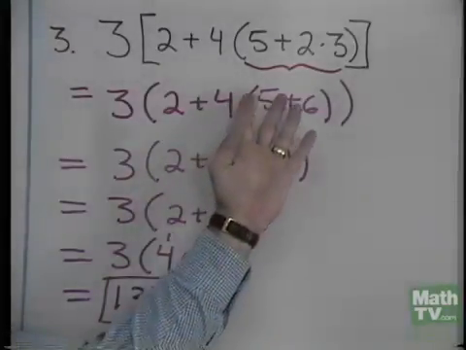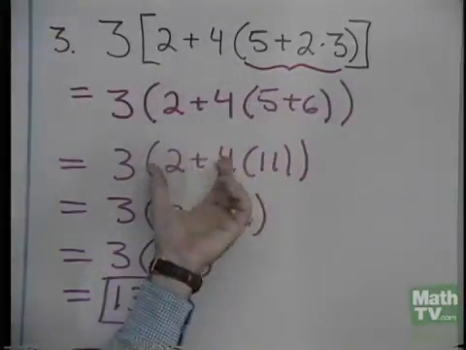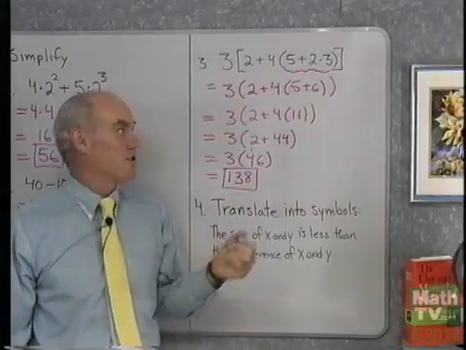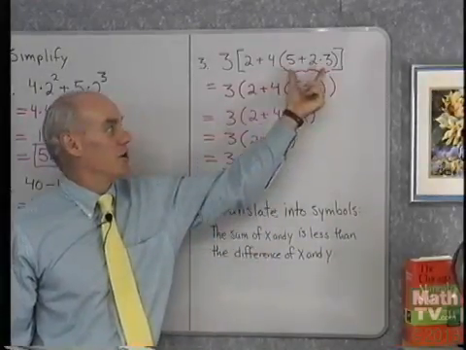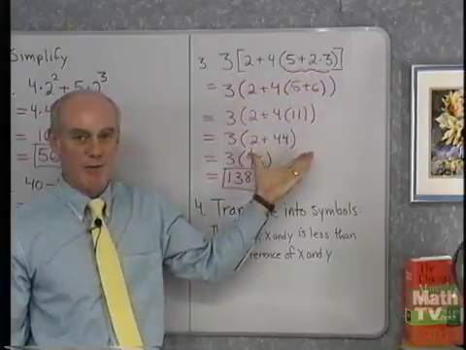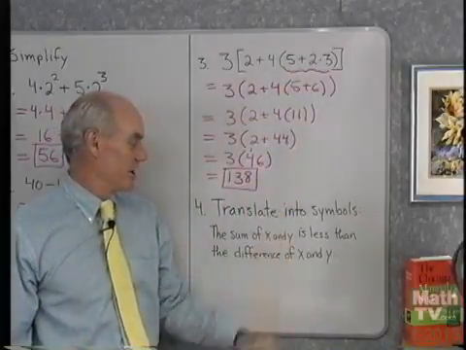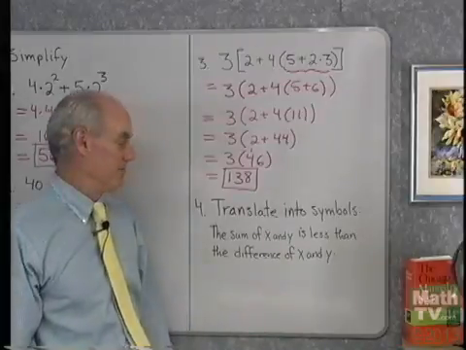So the rule for order of operations says that we always start inside the innermost parentheses first. So I want to start inside the innermost parentheses and then work my way out, simplifying according to my rule for order of operations. Let's look at another problem here that involves a translation.